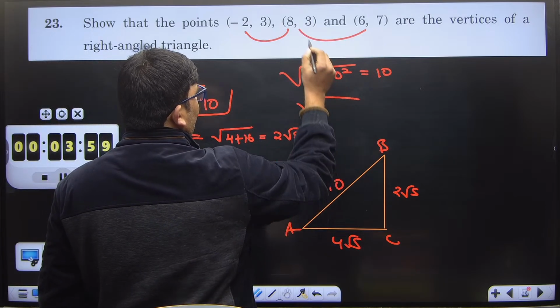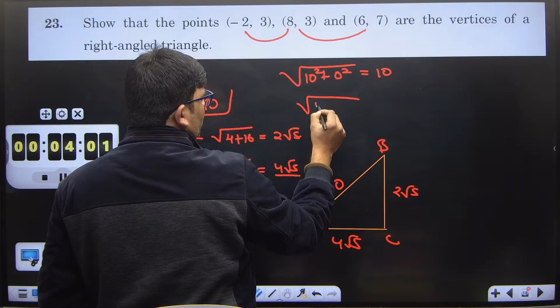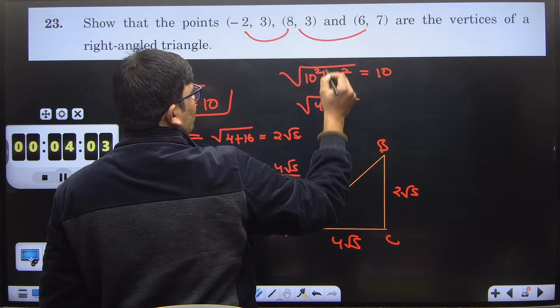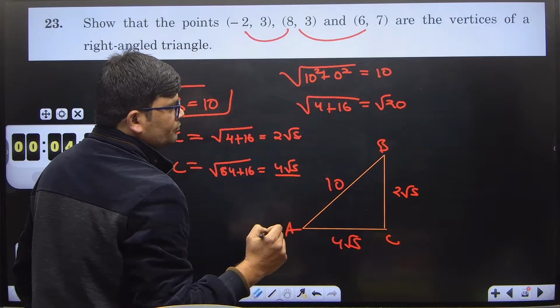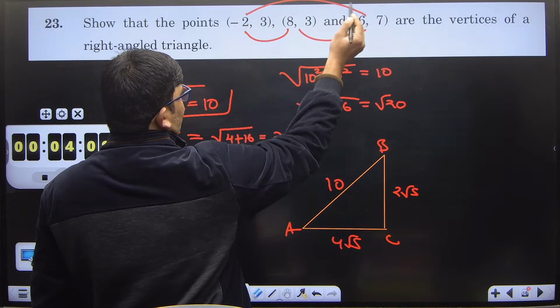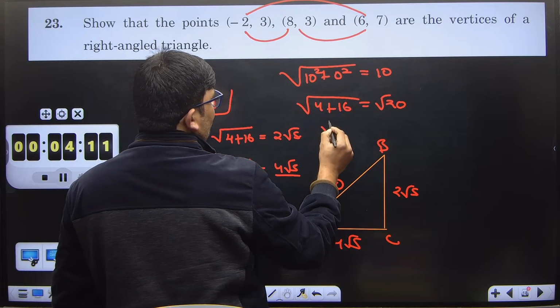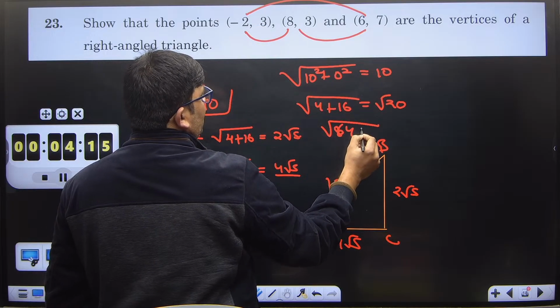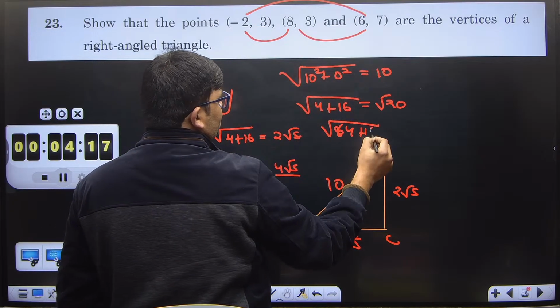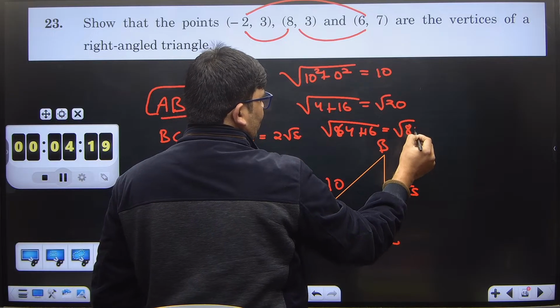Then find the distance between these 2 points. So under root of 8 minus 6, 2 square is 4, and then 7 minus 3, 4 square is 16. So it is going to be under root of 20. Then the distance between these 2 points: under root of 6 plus 2, it is 8 square, which is 64, and then 7 minus 3, 4 square is 16. So this is going to be under root of 80.